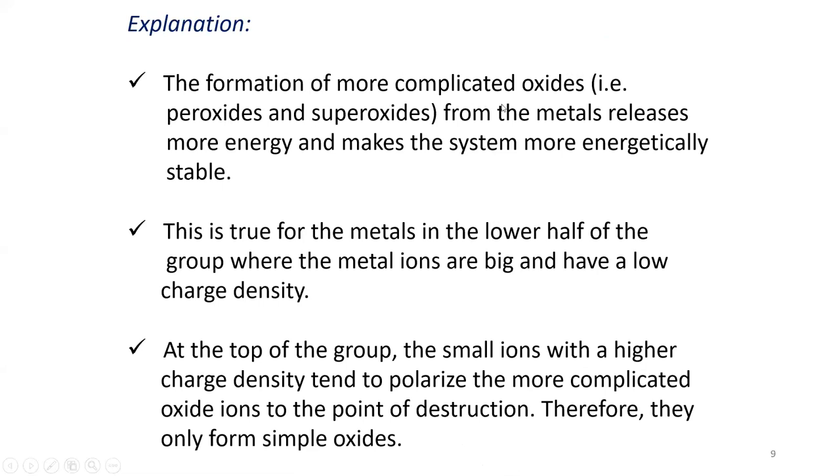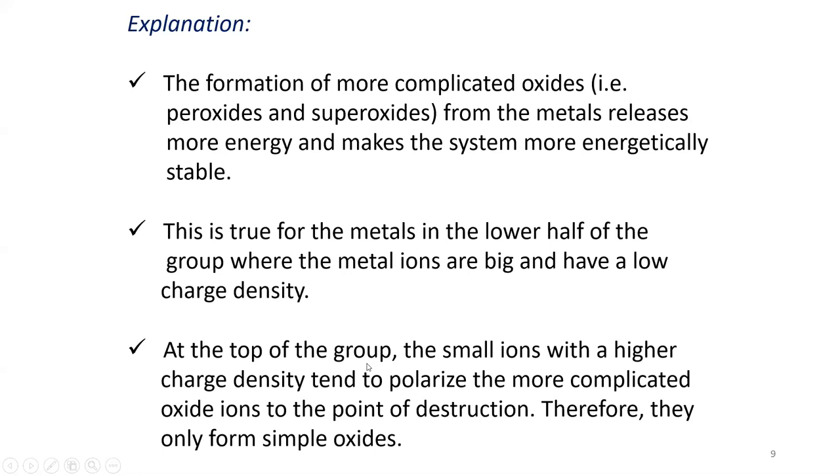The formation of more complicated oxides, that is the peroxide and superoxide, from the metals releases more energy and makes the system more energetically stable. So invariably, when the peroxide and the superoxide are formed, an enormous amount of energy is released, and because this energy is released, the system becomes more stable. This is true for the metals in the lower half of the group. I've told you that the elements that form more of the peroxide and superoxide are the elements lower down the group. So the lower the element in the group, the more peroxide and superoxide they form, while the ones higher up will form more of the normal oxide.